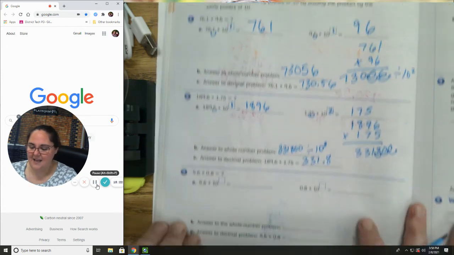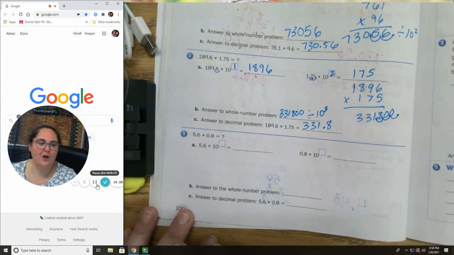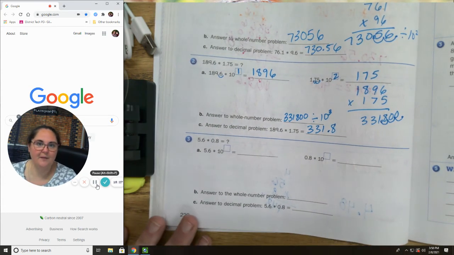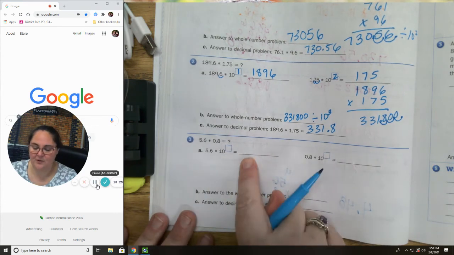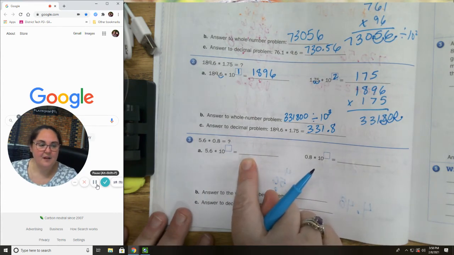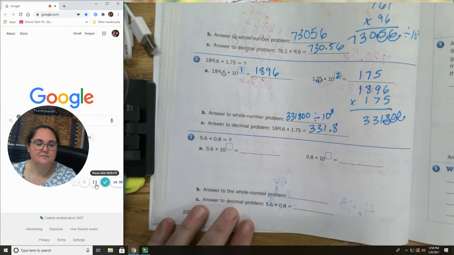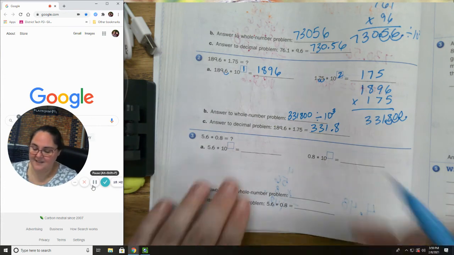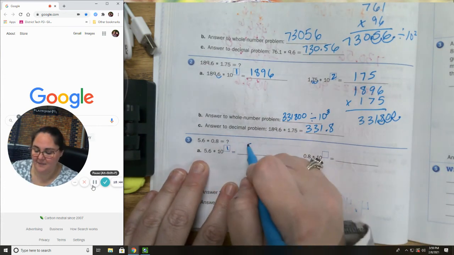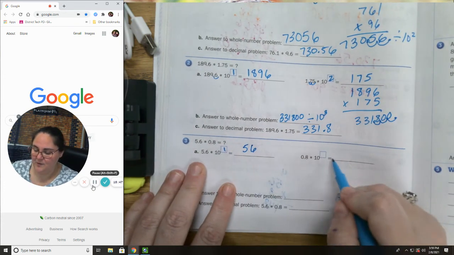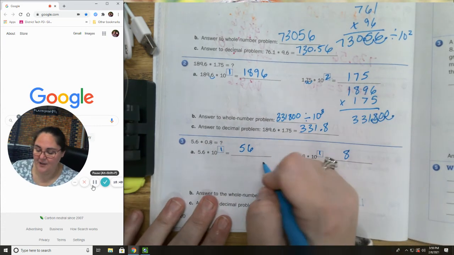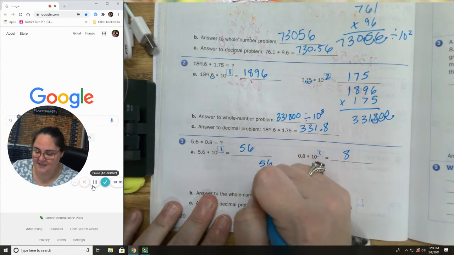Awesome. Now I want you to try this one on your own. First, I want you to tell me my powers of 10 and my whole number for this problem. So for 5.6, what am I going to do? All right, for 0.8, what am I going to do? All right, this is what you should have done. I moved it one spot, makes it 56. Moved it one spot, makes it 8. Now you're going to multiply 56 times 8.